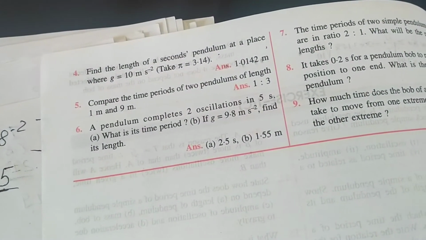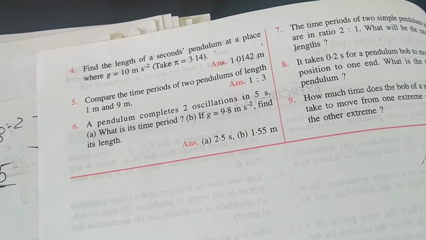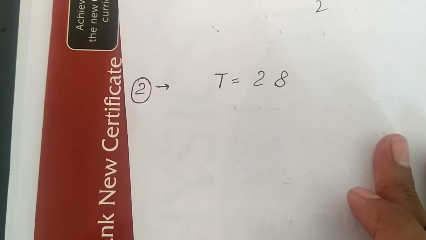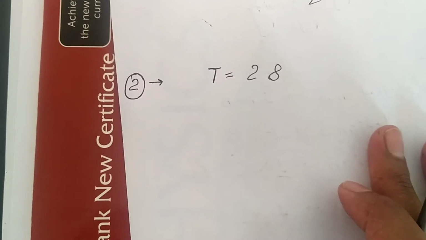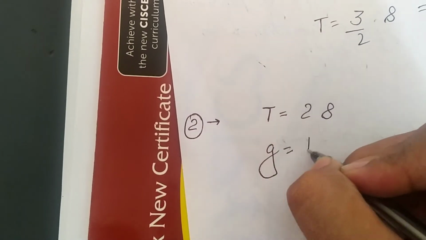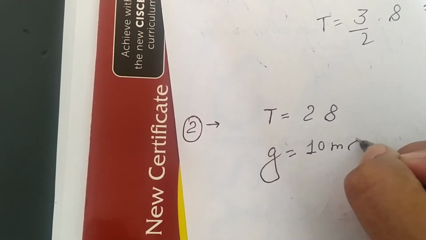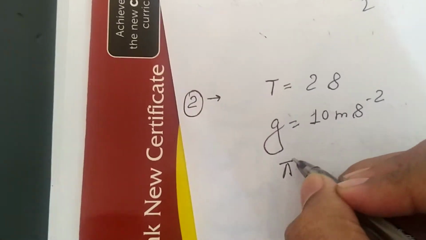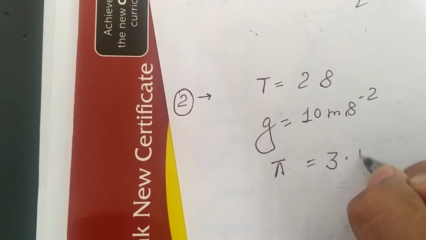So in the given I will write t is equal to 2 seconds. Why am I taking t is equal to 2 seconds? Because it is a seconds pendulum, and in a seconds pendulum the time period of oscillation is 2 seconds. g is also given. g is 10 meter per second square. And pi, they are asking us to take it as 3.14.